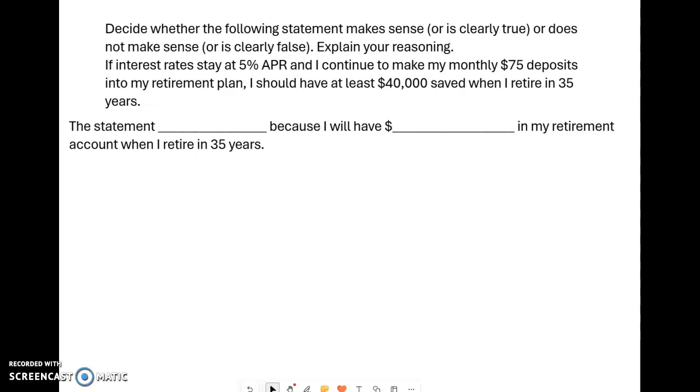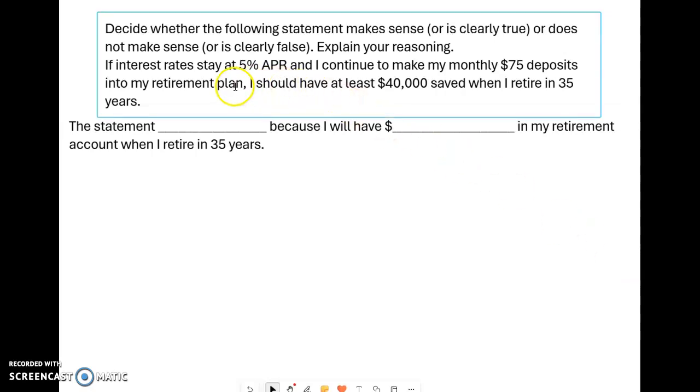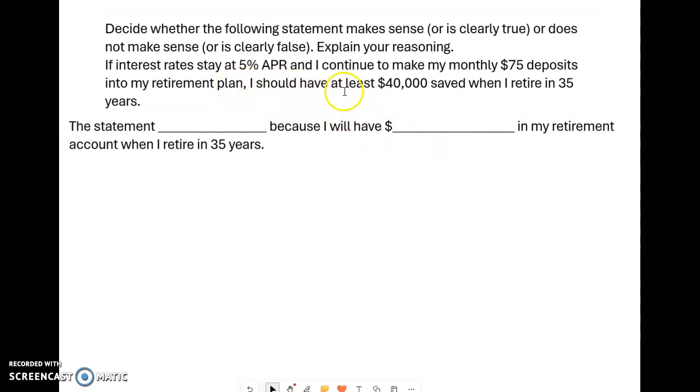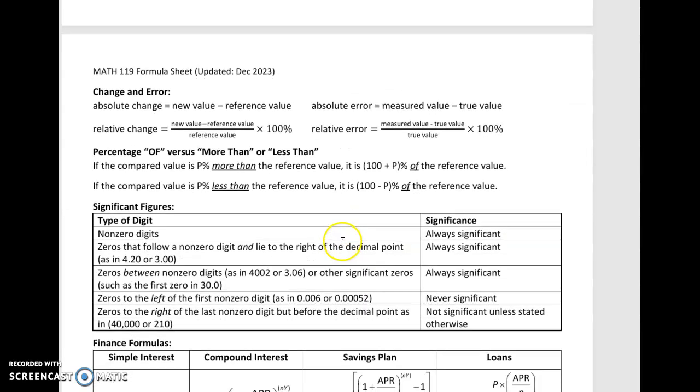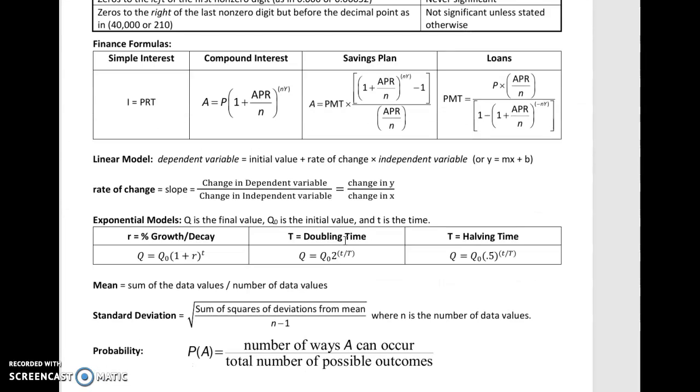So in order to do this type of problem, what we need to look at is first I'm going to grab the formula sheet. And I'm going to look at the formulas from chapter 4. And I'm going to say which of the formulas should I use from chapter 4. So here's the formula sheet. Here are our 4 finance formulas.